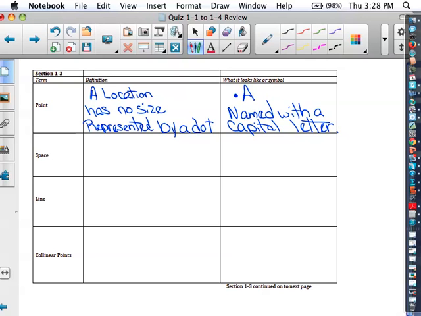Okay, space. Space is the set of all points. I don't really have a picture or a symbol for that. Next is a line. A line is a series of points that extend in two opposite directions.